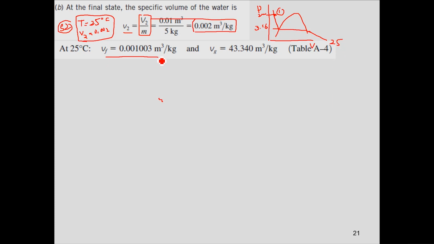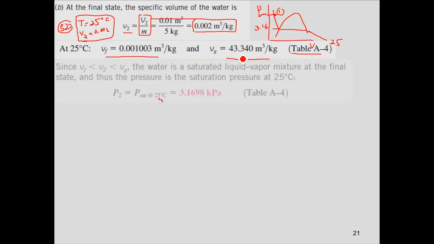Vf is 0.001 and Vg is 43.40 from table A4. Can I find out whether I am in mixed region, compressed liquid region or superheated region? Sir, mixed region. Very good. Why? Because the specific volume V2 is greater than Vf and less than Vg. So you are in the saturated liquid vapor mixture at the final state.